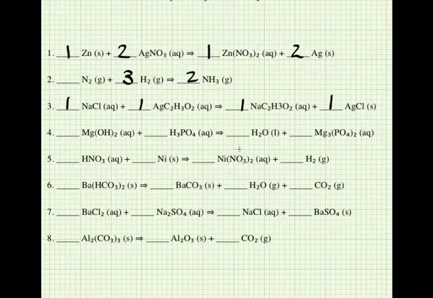And so we take a look at this. The first thing I see is that I've got 2 nitrates. I need to fix that. So I'm going to put a 2 in front. I've got 1 nickel on the left. I've got 1 nickel on the right. I've got 2 hydrogens on the right. I've got 2 hydrogens on the left. We are now balanced.